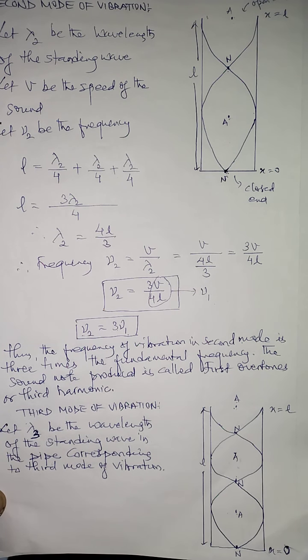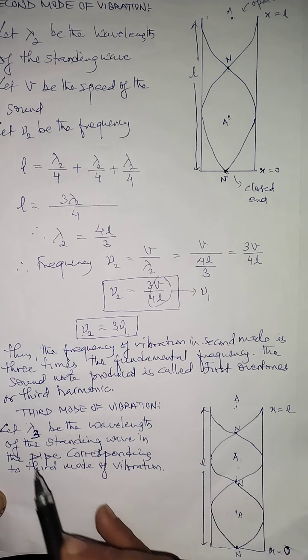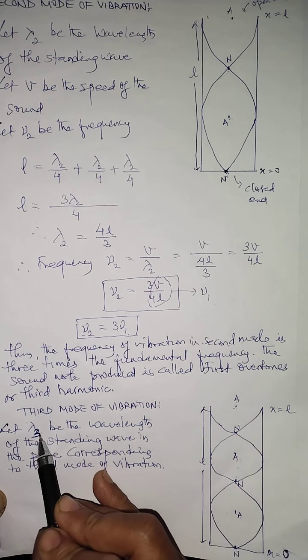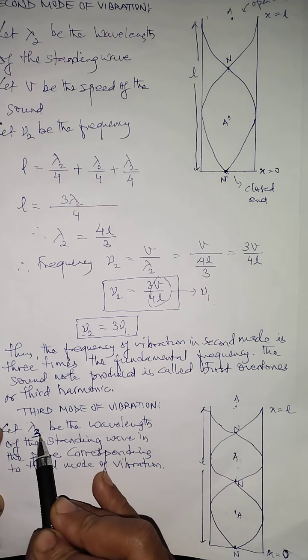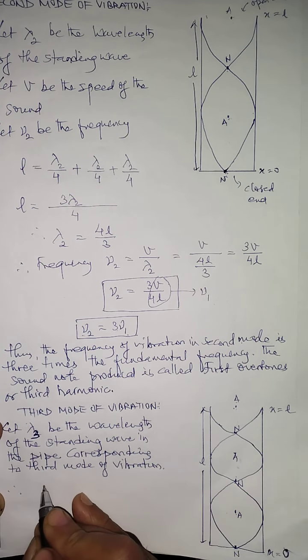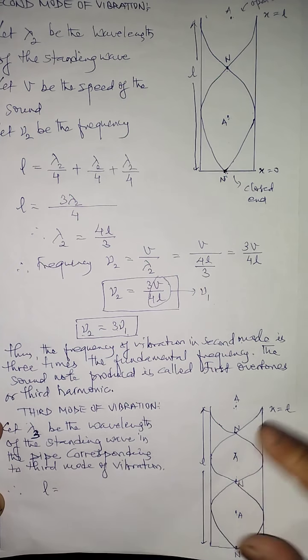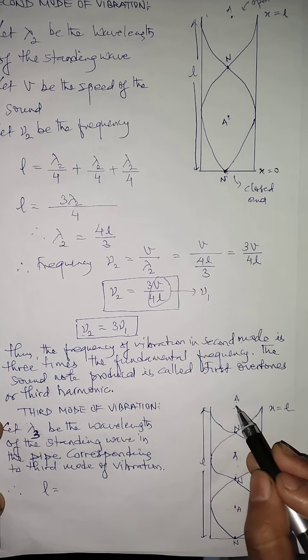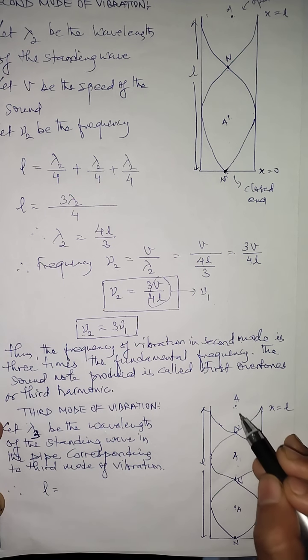So in the third mode of vibration, the particles vibrate with a wavelength, and the wavelength of the standing wave in the third mode of vibration is lambda 3. What is the wavelength? Lambda 3. So if this is the wavelength, then I write down again in a similar manner, this length L can even be written as the distance between antinode and node.